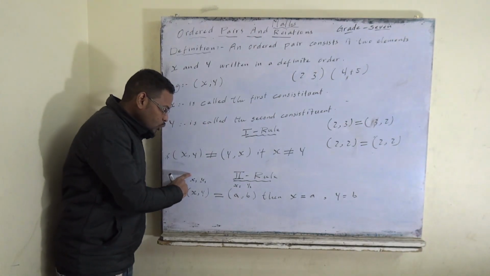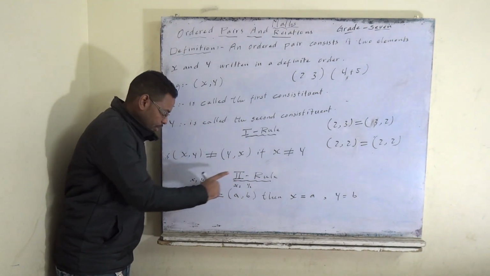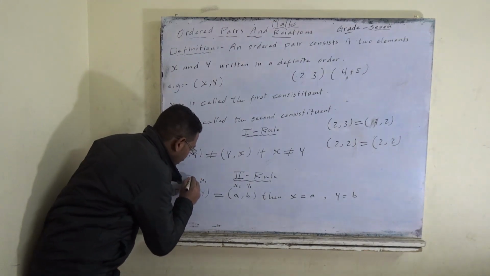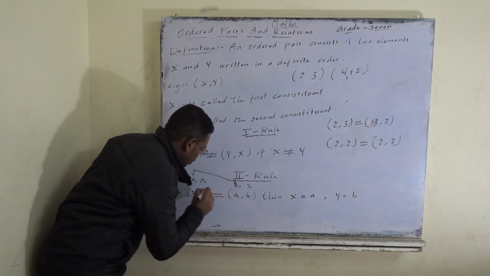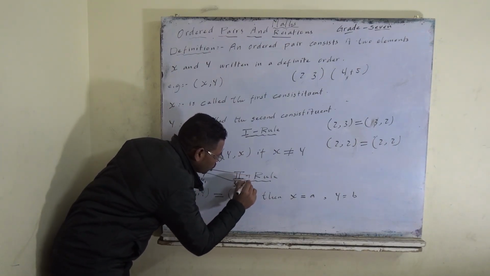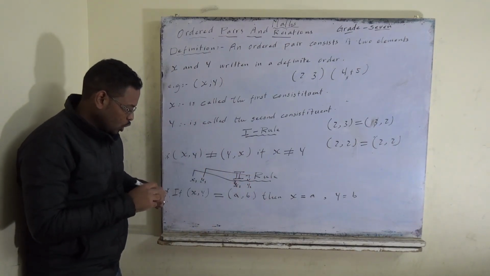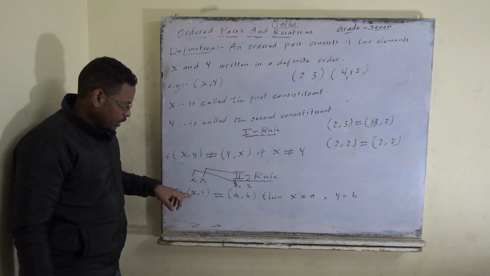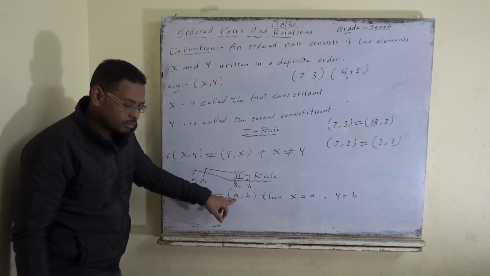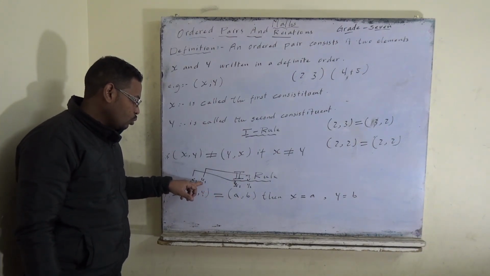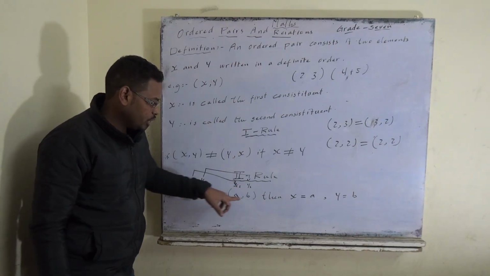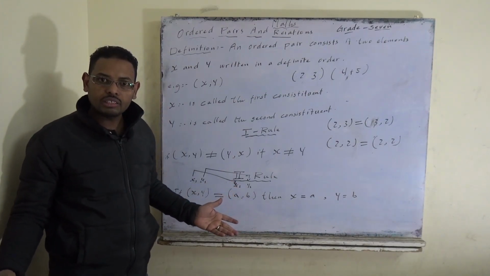Then if x1 equals to x2, then that means, see here please, if x1 is equals to x2 and this y1 is equals to y2, therefore, since x1 equals to x2, x should be equals to a, isn't it? And since y1 equals to y2, therefore y should be equals to b. Simply, that's it.